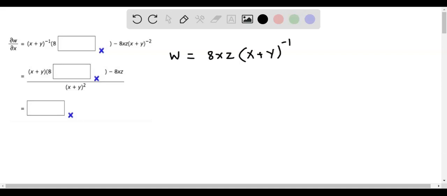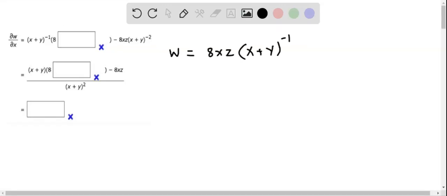We now find the partial derivative of this expression, w equals 8xz multiplied with (x plus y) raised to the power of minus 1. So here we can consider the first expression as f and the second expression as g, that is (x plus y) raised to the power of minus 1 as g. Since we are going to find the partial derivative with respect to x, we treat the other variables, that is y and z, as constant.